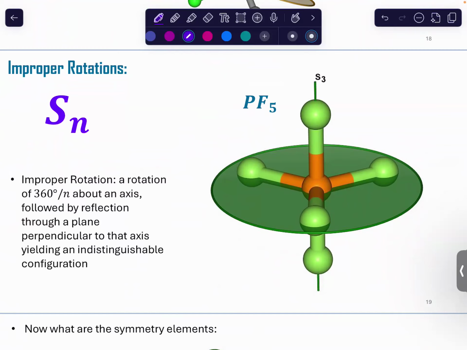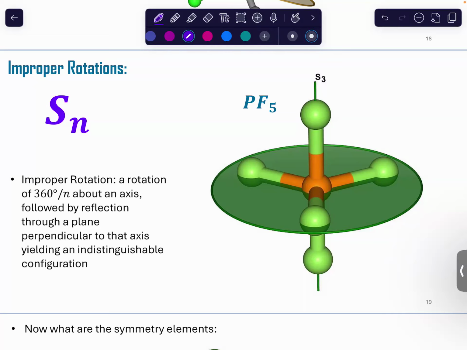So for example, an S3 is 360 divided by 3. So each rotation is 120 degrees. But to get the exact same molecule, you have to rotate, then reflect through the plane. Or it's a way to get the same molecule. So again, if I rotated this, I could just do a C3. That'd give me the same molecule.